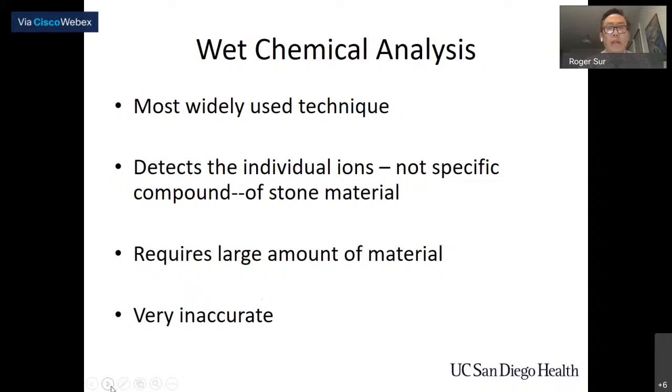Unfortunately, it's the most widely used technique throughout the world, but also the most inaccurate. So if your lab uses wet chemical analysis, there's a strong chance that you might have a misinterpretation of the stone or not even detect a stone. For example, let's say you have a rare uric acid stone, which can be treated very specifically and successfully, but with wet chemical analysis, there may be a misinterpretation, and you may never know that you actually had a uric acid stone. So this is mentioned only to be avoided if possible.